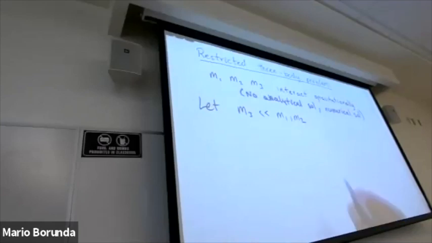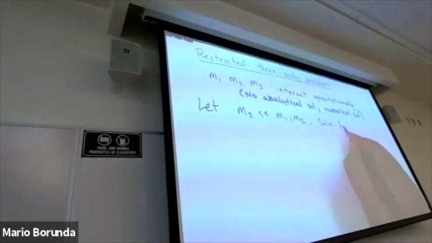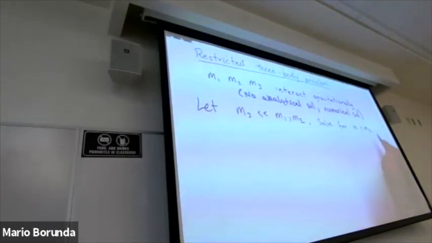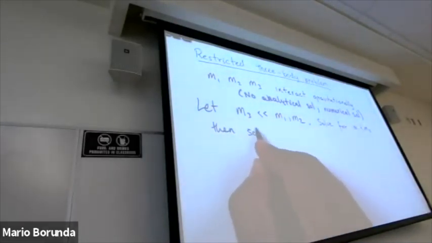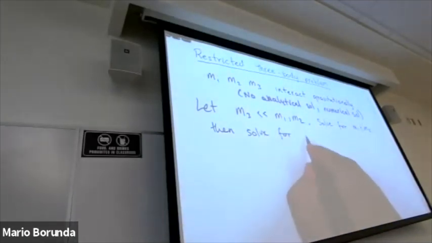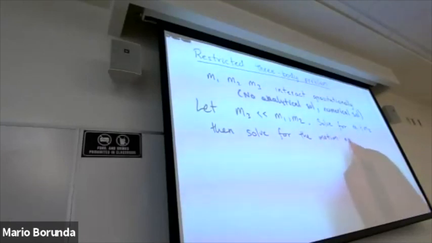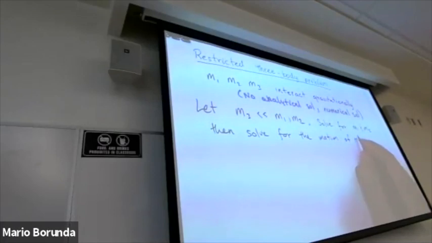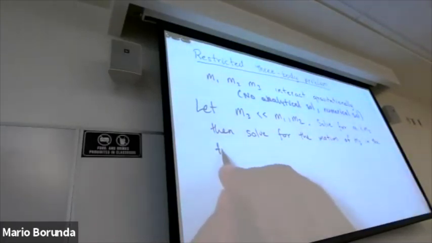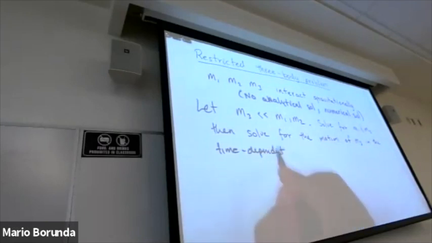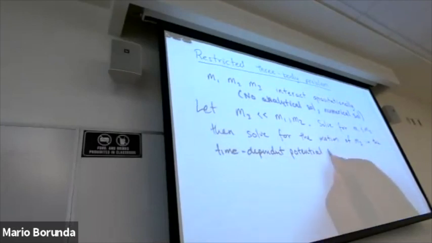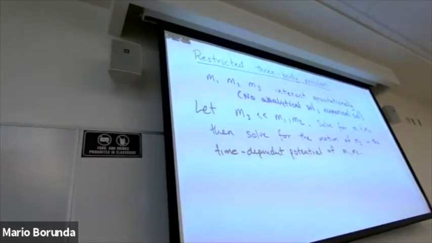So what you would do is solve for the motion, just like we did for M1 and M2 interacting alone, and then solve for the motion of M3 in the time-dependent potential of M1 and M2. All right, questions about what we're going to try to do?